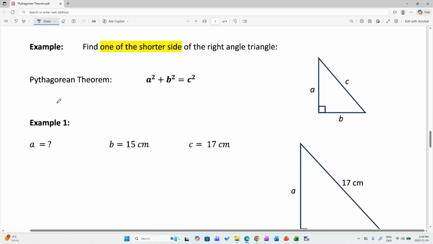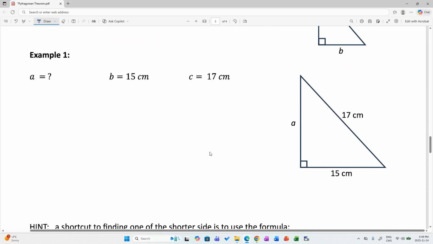Hi class, in this video I'm going to show you how to use Pythagorean theorem to solve for one of the shorter sides of a right angle triangle. So in this example here, I first want to identify what's my longest side. So I look for my right angle and then I simply draw an arrow right across from my right angle.